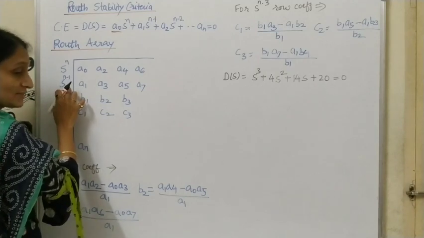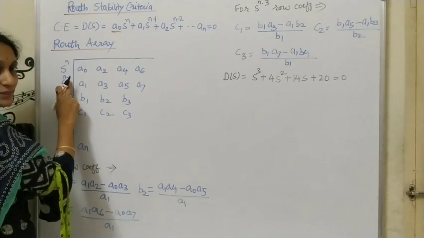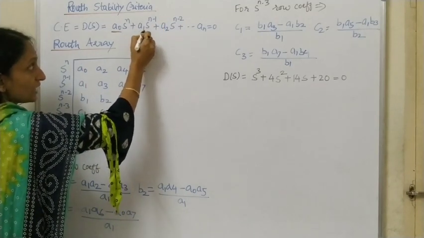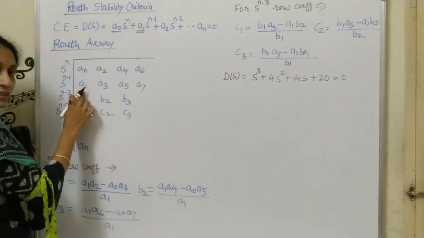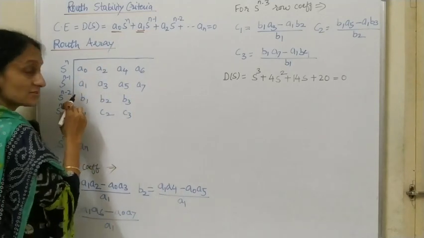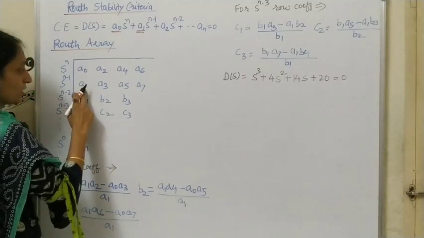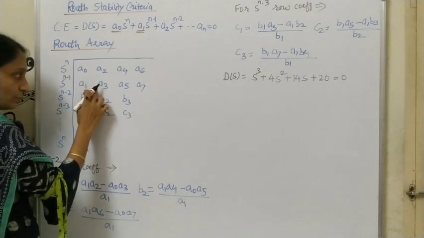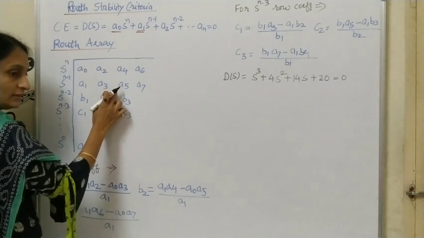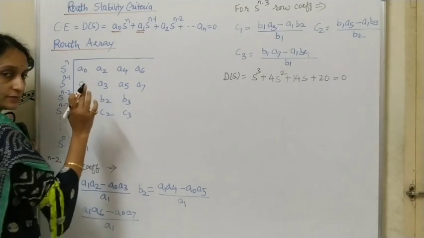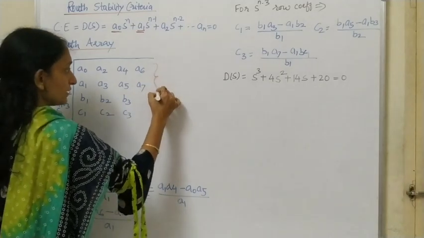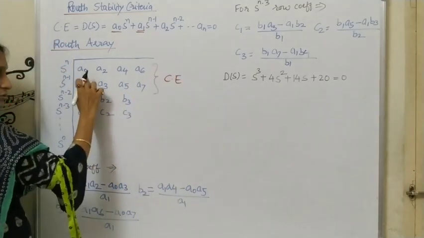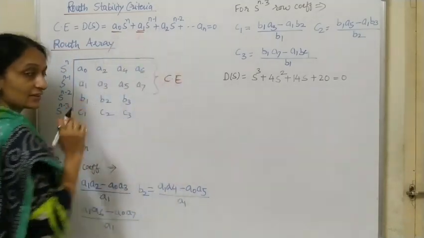Now for the second row, s raised to power n minus 1. The coefficient of s raised to power n minus 1 is a1. So I have written a1, and same as the first row, I will complete the second row. I skip one term, then a3, again skip one term, a5, skip one term, a7. So like that, these first two rows we directly obtain from the characteristic equation.